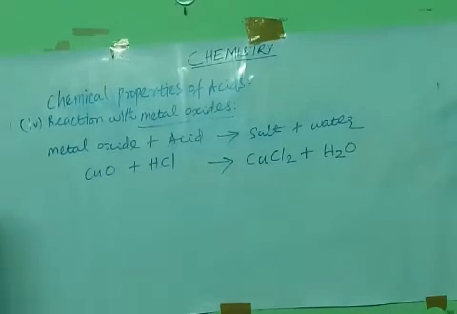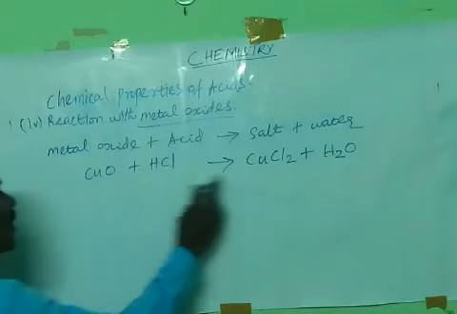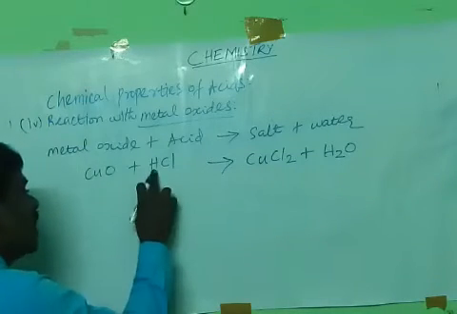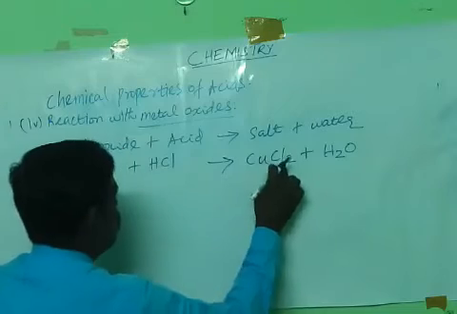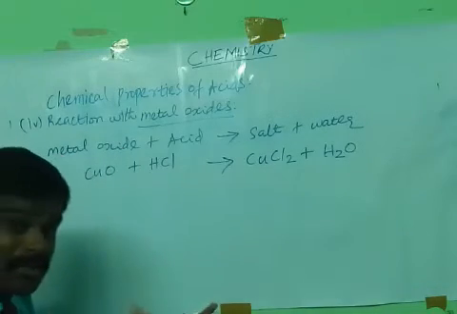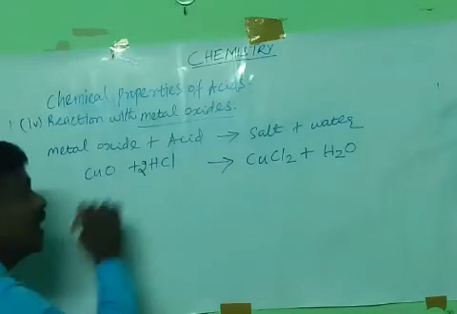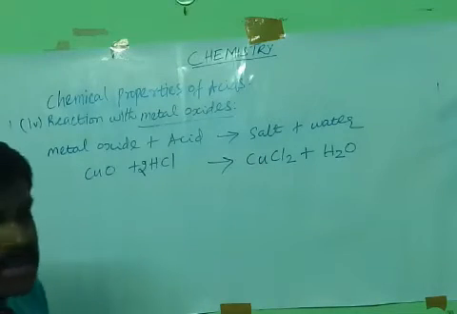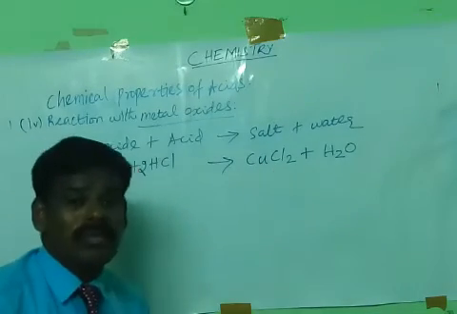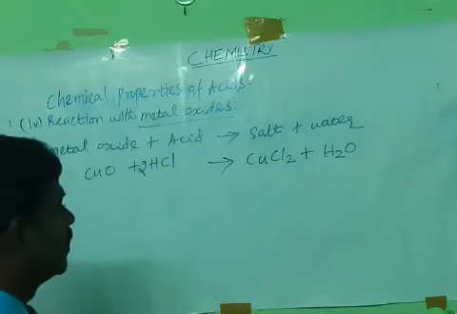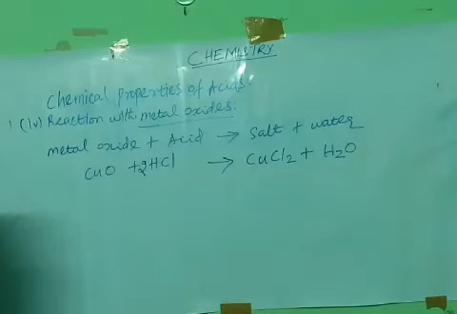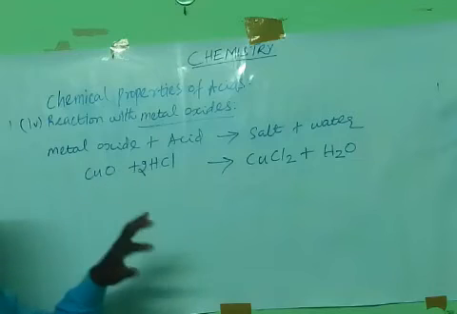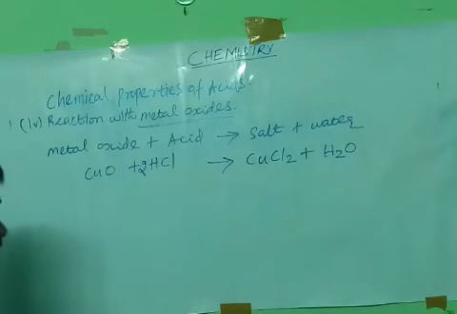Now we have to balance the equation. See, we have one copper, right? One hydrogen but two hydrogen, two chlorine, one chlorine. So it is very simple. Add 2 here. So now the equation is balanced. Okay. So this copper chloride is somewhat blue-green in color. Okay. Good. So these are the 4 chemical properties of acids.